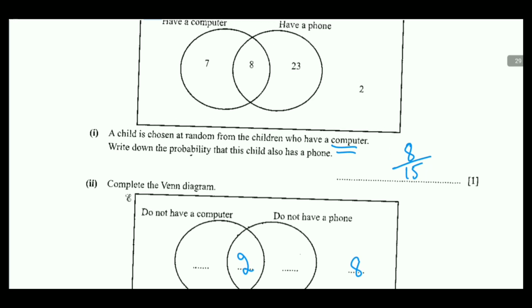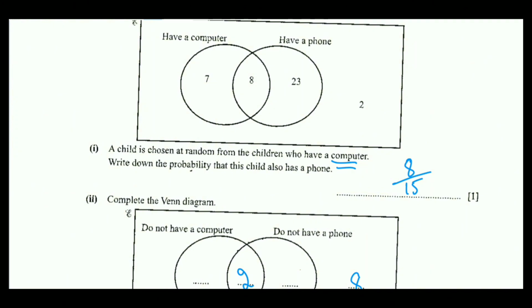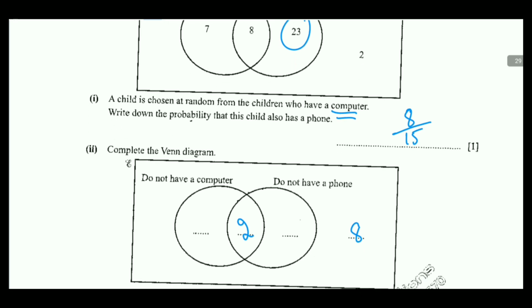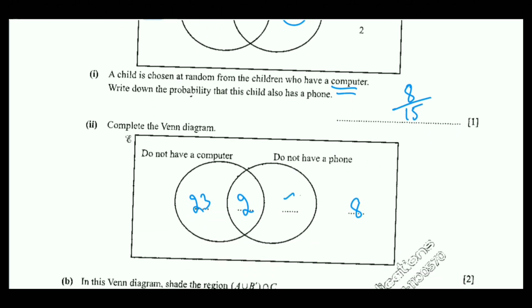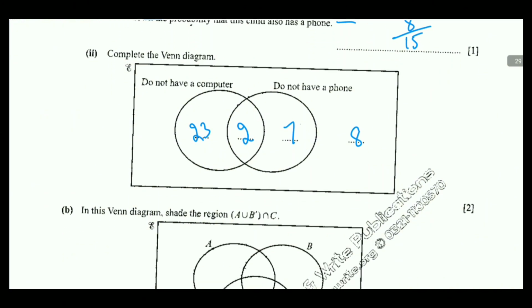Do not have a computer. Do not have a computer means 23 students don't have a computer. They just have a phone. So 23 will be in this figure. And here we have to write do not have a phone. So 7 are the students that do not have a phone. They just have a computer. So 7 will be written here. So this is the way how you can complete these figures.